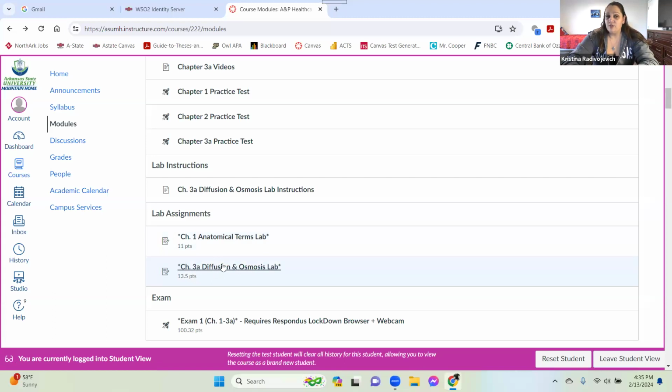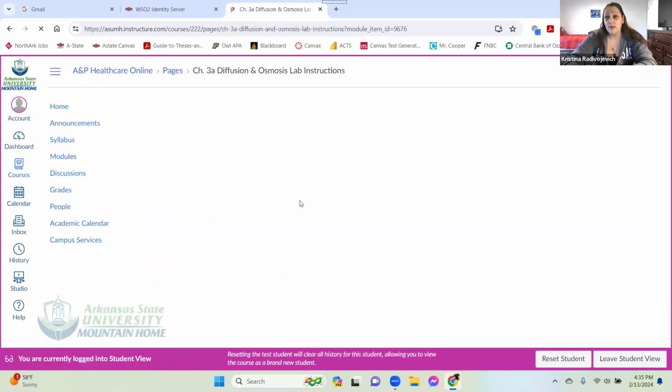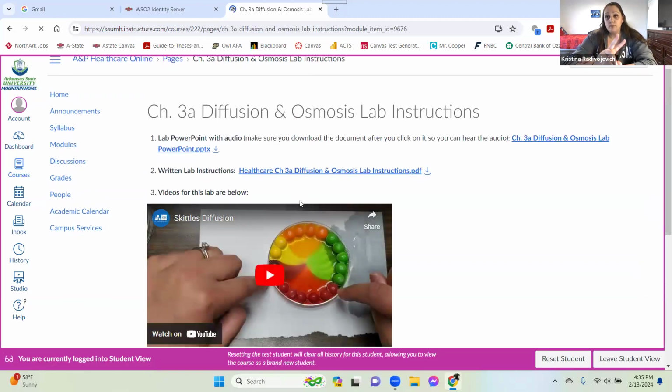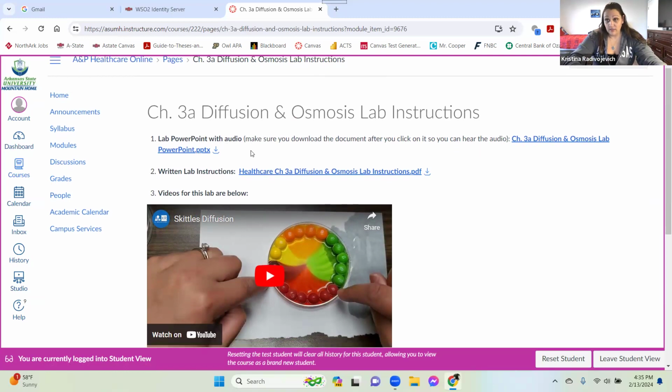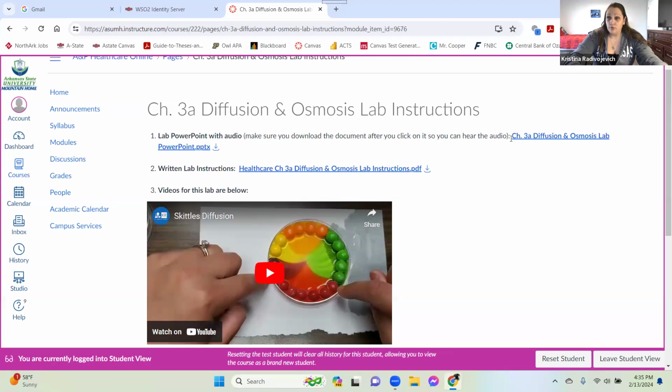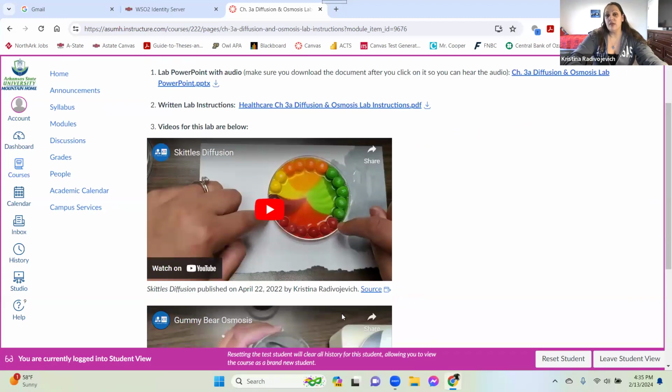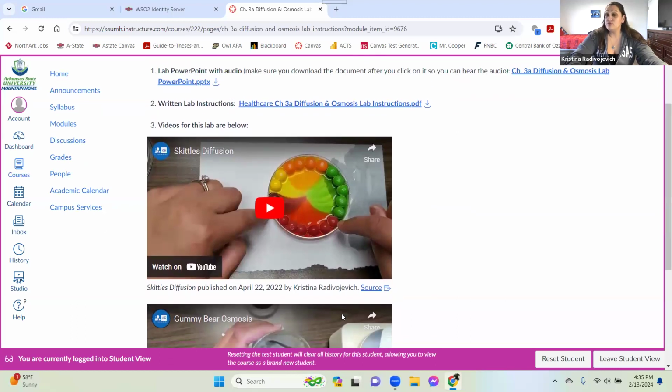But in chapter 3A, you'll notice the diffusion osmosis lab instructions and the lab itself. The first thing I would do is open up the lab instructions, and there are two major things that you need. I have three things in here, but there are two things that you absolutely need to help you go through this after you have done the lecture. The big thing is you have the lab PowerPoint that has audio on it. This is going to help you go through the lab. And then there's videos that go along with the lab. Those are the two major things you're going to need.